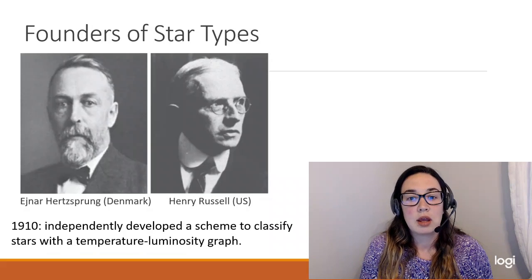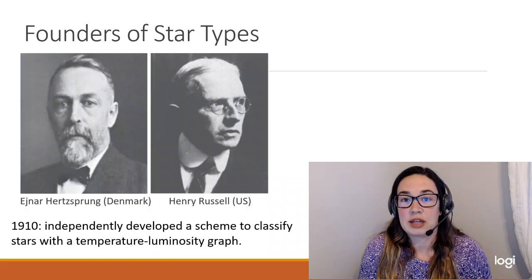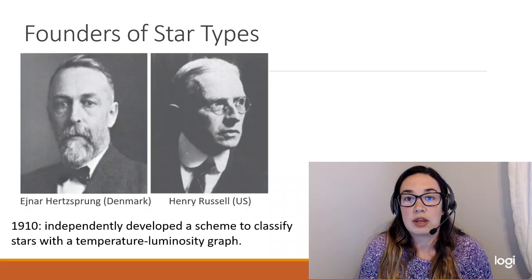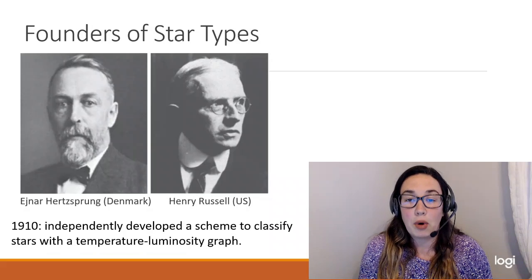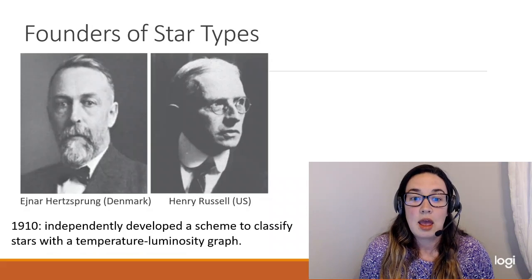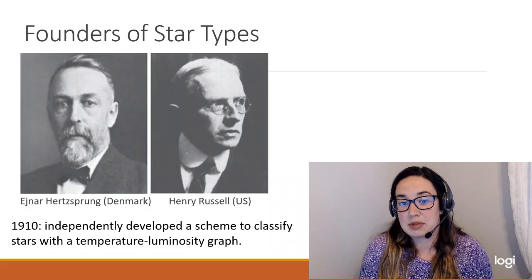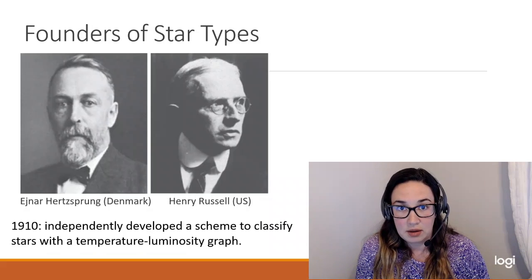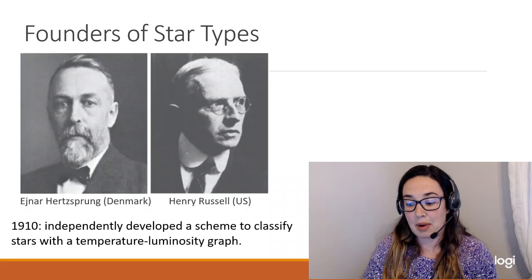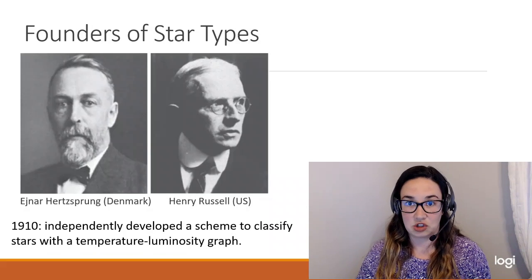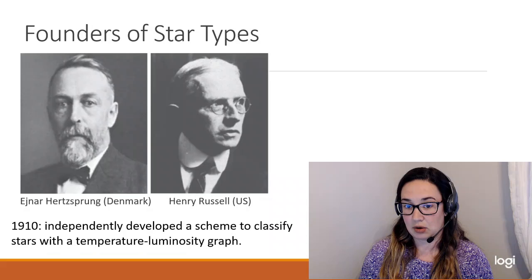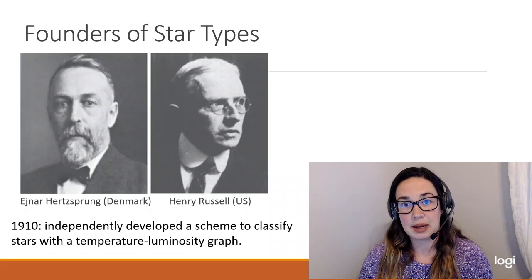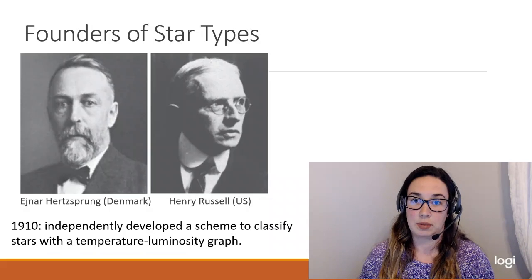So there were 2 guys originally in 1910. We have Ejnar Hertzsprung, who was out of Denmark, and we also have Henry Russell, who was out of the United States. And both of these fellows here in 1910 independently developed a scheme to classify stars. So the same year, these 2 scientists came up with this classification scheme. And the whole scheme was a temperature luminosity graph. So it plotted stars based on their temperature and their brightness or their luminosity, essentially.